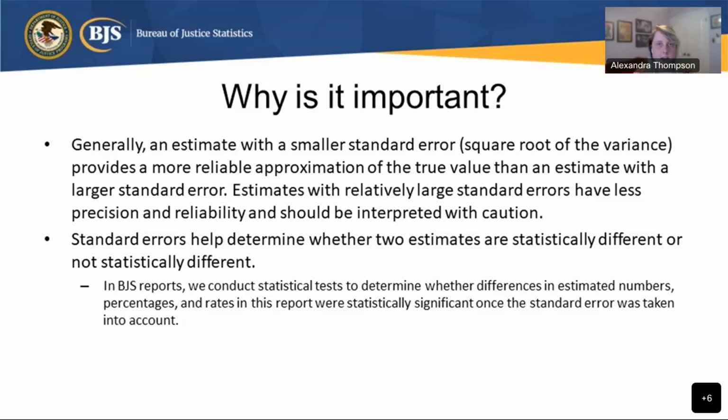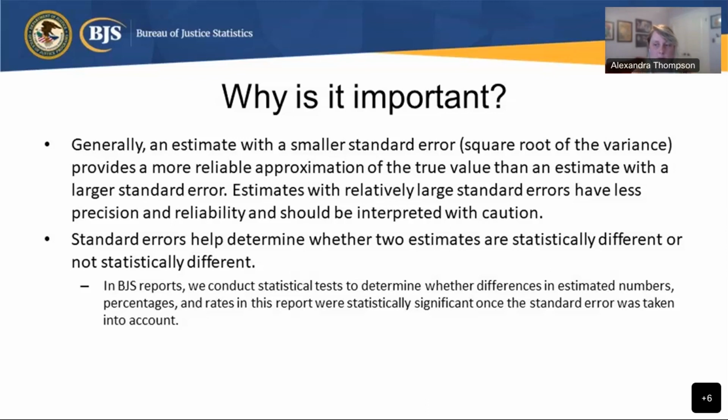Standard errors also help us determine whether two estimates are statistically different or not. For example, you can have two estimates where one may be technically higher than the other, such as one estimate of 16.5 and one estimate of 17, whether that's a rate or a count. 17 is technically higher than 16.5, but when taking into account these standard errors, they may actually not be statistically different. In every BJS report, we conduct statistical tests to determine whether our estimated counts, percentages, or rates were statistically significant compared to another estimate once the standard error is taken into account.